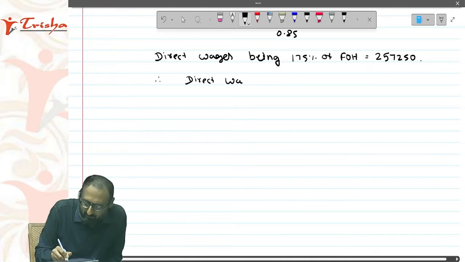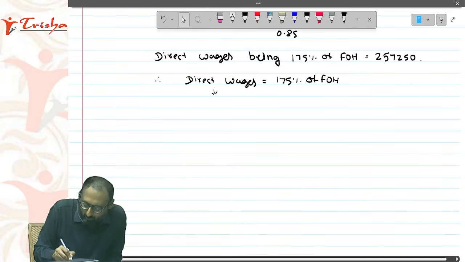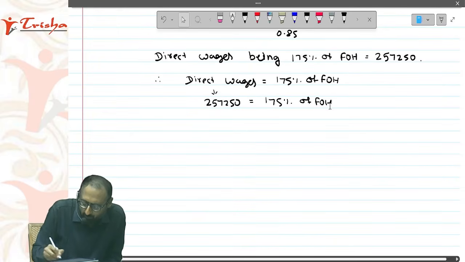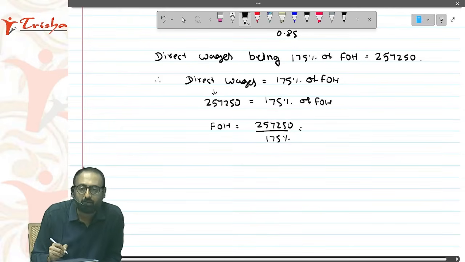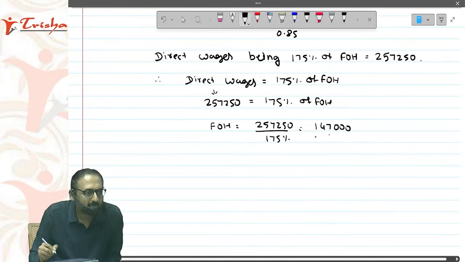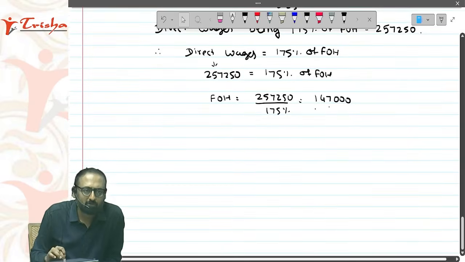Direct wages is equal to 175% of factory overhead. 2,57,250 is equal to 175% of factory overhead. Therefore, factory overhead is equal to 2,57,250 divided by 175%. What will be your factory overhead? 1,40,000. Are you getting the point? This adjustment will be asked so many times. One more question to you.